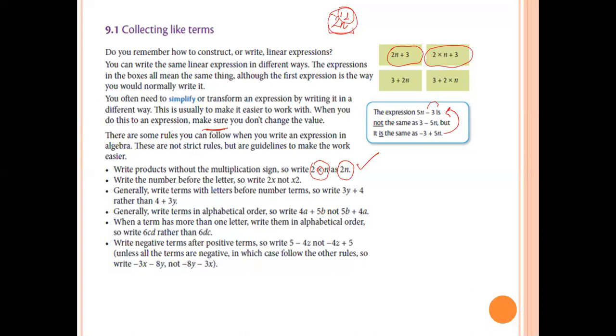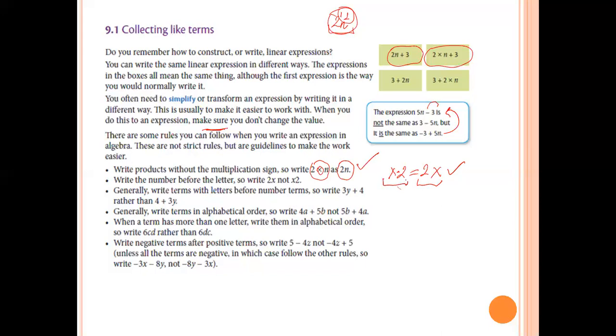The second rule is to write the number before the letter. So write 2x, not x times 2. But you can say, for example, x times 2 is equal to 2x. It's no problem, they're equal to each other. But first of all, we need to write the number before the letter. Here the number is 2 and then the letter is x, so the second form is correct rather than the first.